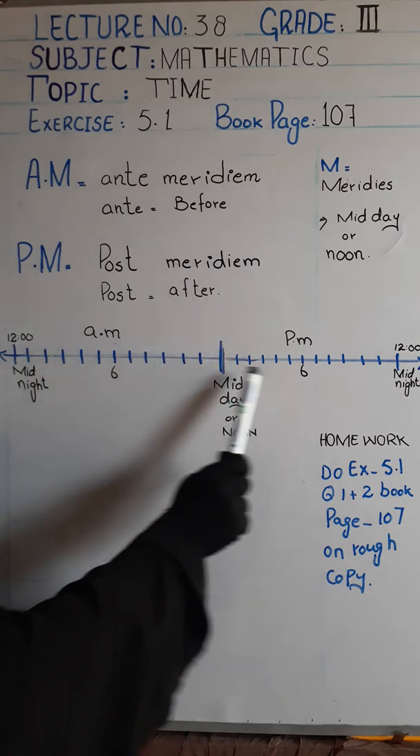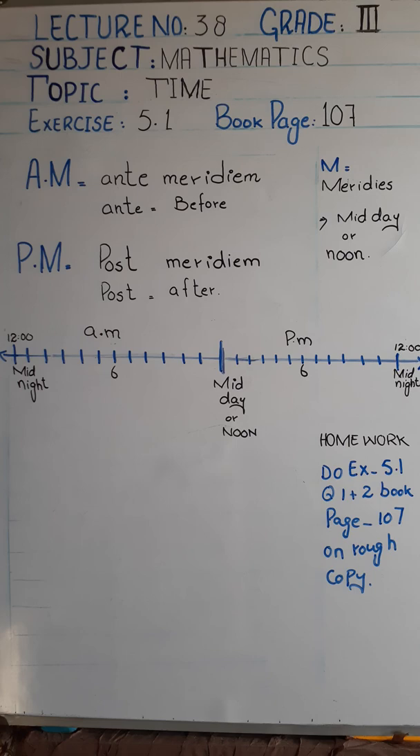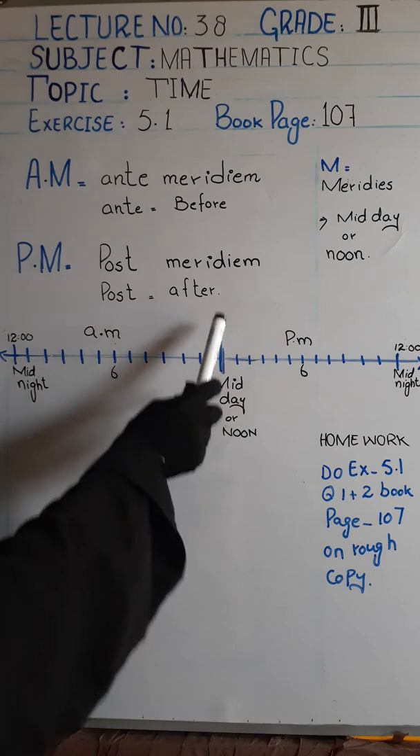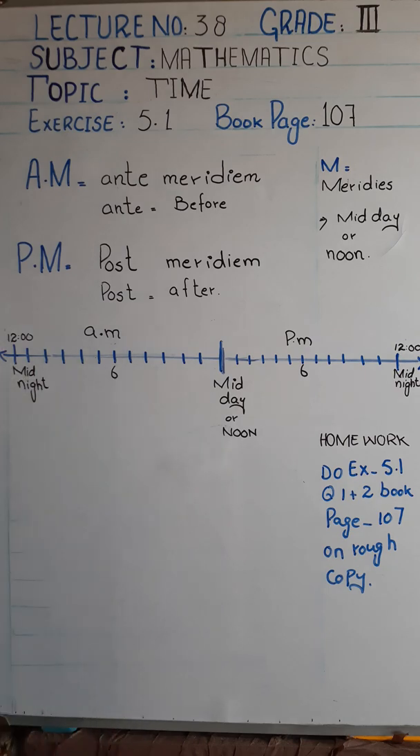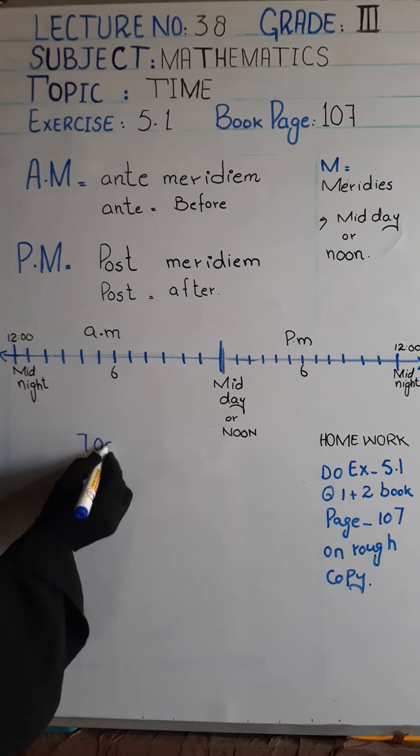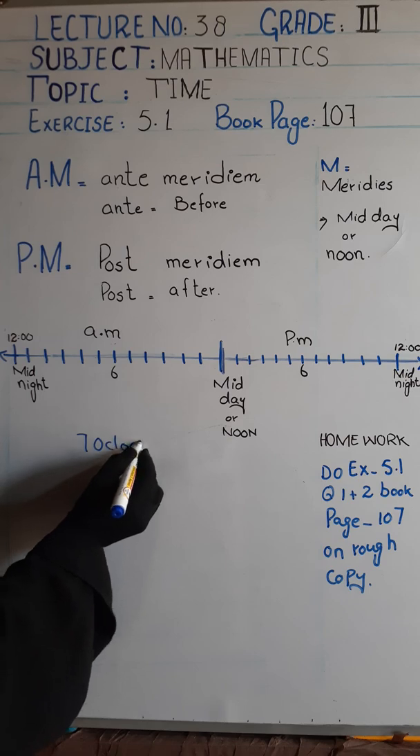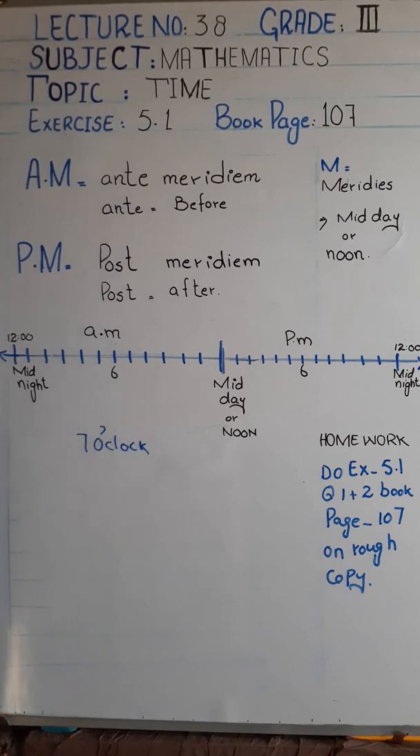Look, students, this is a timeline, and midday we consider at the center. Okay, let's suppose Ali woke up at 7 o'clock. Ali woke up at 7 o'clock. How do we show whether it is 7 o'clock in the morning or 7 o'clock at night?